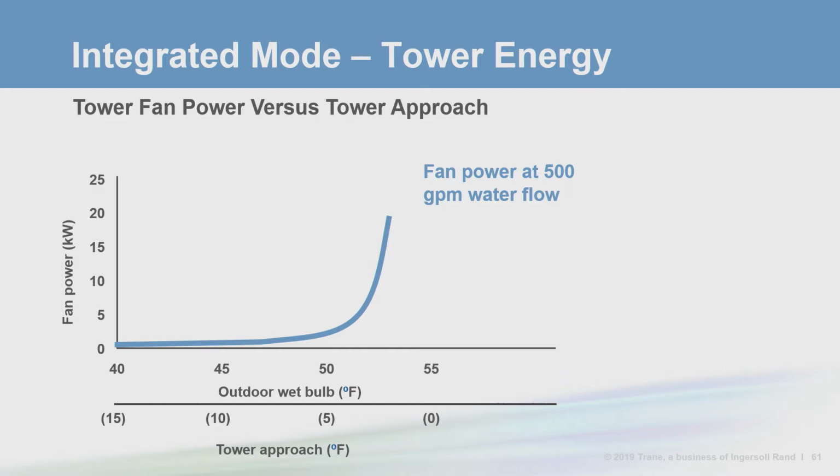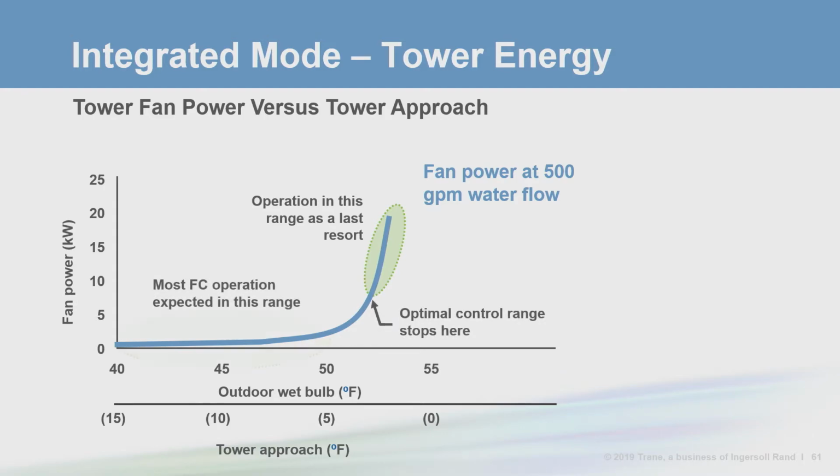As our wet bulb climbs, but the load remains constant, the fan power goes up dramatically following our fan affinity laws. The tower approach is low. The tower, after all, is still trying to achieve set point, but fan energy is not. Operation in that region should only be used as a last resort. The optimal control range stops before we see a large spike in the fan power. 50 wet bulbs seems like a good maximum wet bulb for integrated free cooling mode in this example.